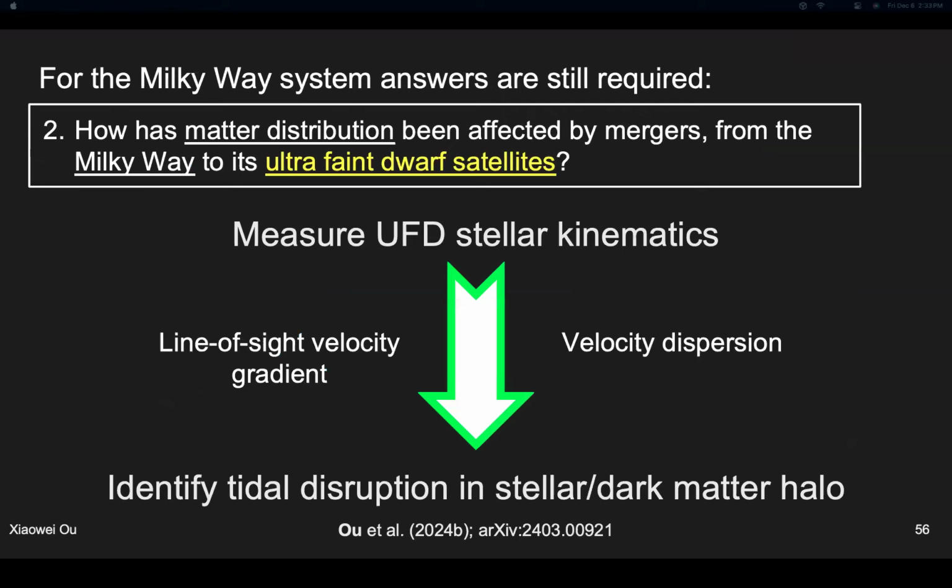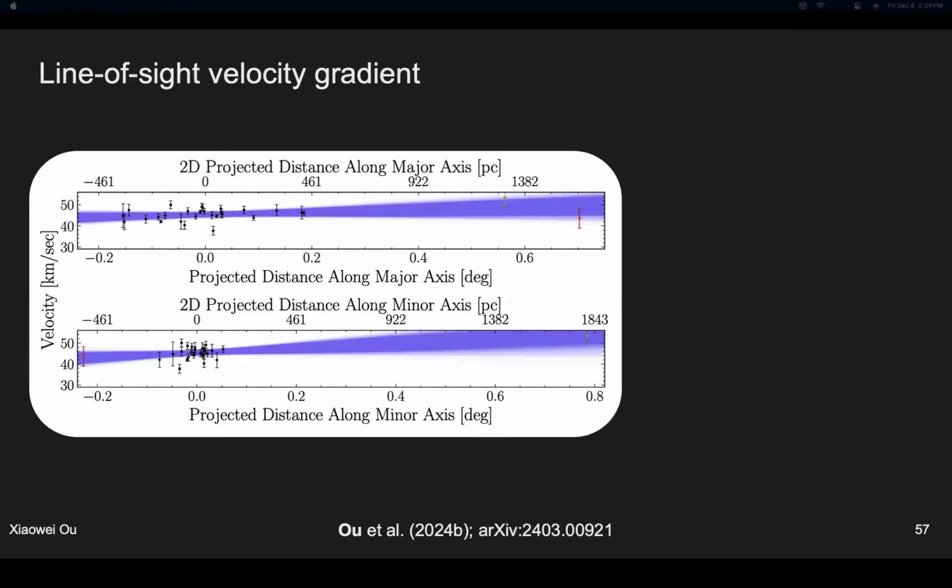What people typically do when trying to classify whether a system is undergoing tidal disruption is, first, to look at the line-of-sight velocity, searching for any non-zero gradient along the elongation. And second is to look at the velocity dispersion, get an estimate of the dynamical mass, and then use that to estimate the tidal radius and compare it with the member star distribution.